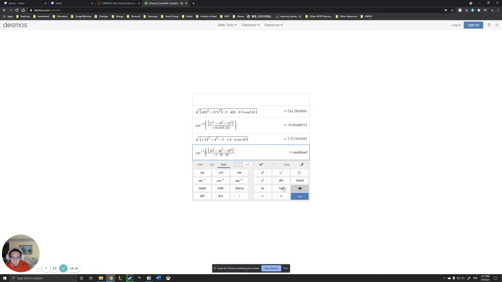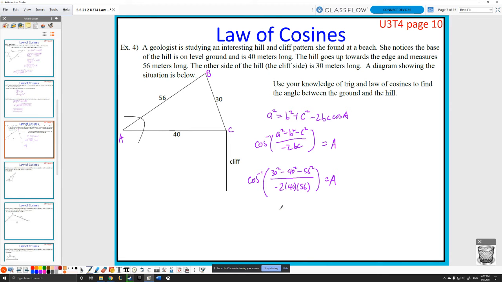Undefined. Did I do something wrong? Wonder if it's this cosine. Let's take a look. Oh, it's not that. Oh, 40, not 30. There we go. 31.10. I was wondering what's going on with that value.